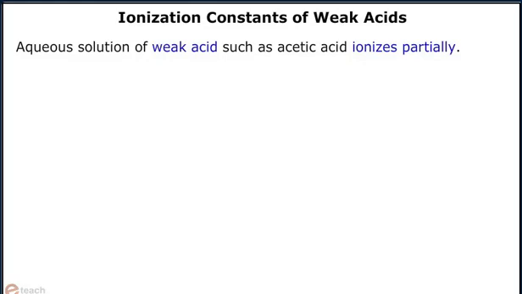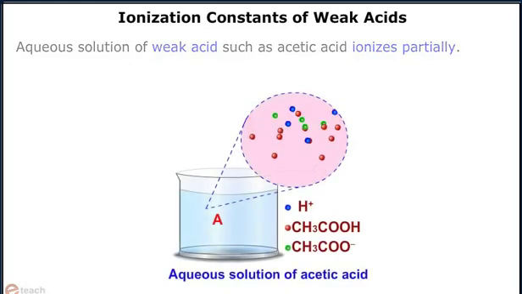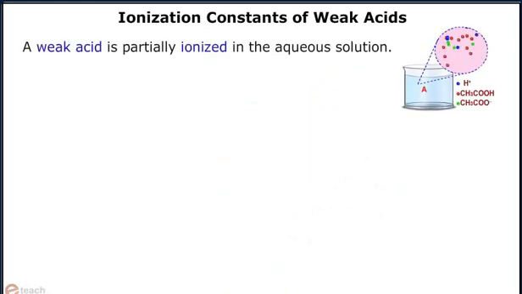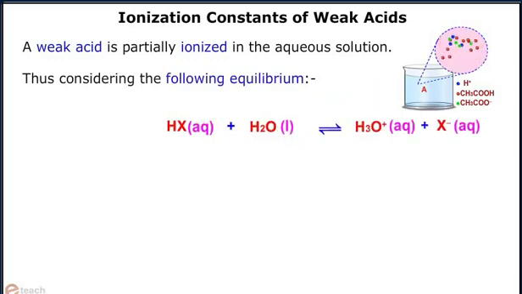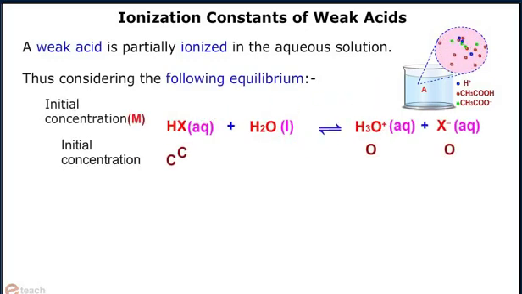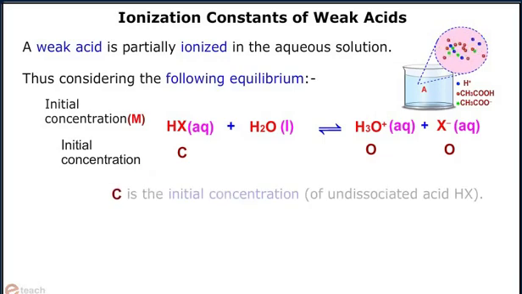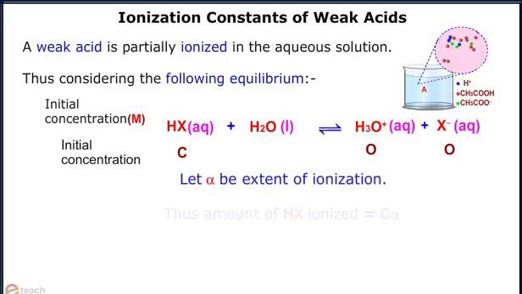A weak acid such as acetic acid ionizes partially. A weak acid is partially ionized in the aqueous solution. Thus, considering the following equilibrium, HX + H2O ⇌ H3O+ + X−. The initial concentration of HX is C and that of H3O+ and X− is 0.